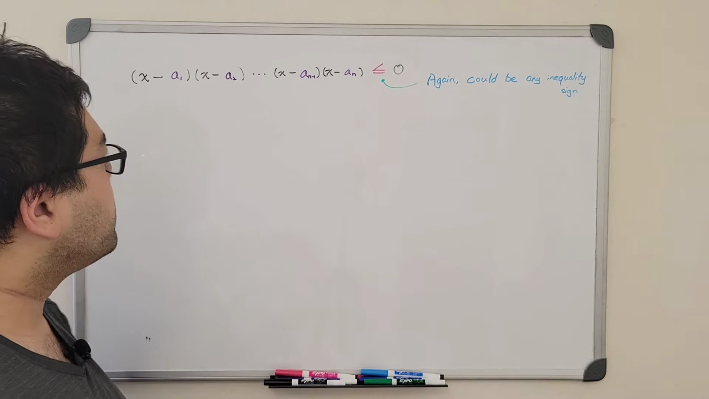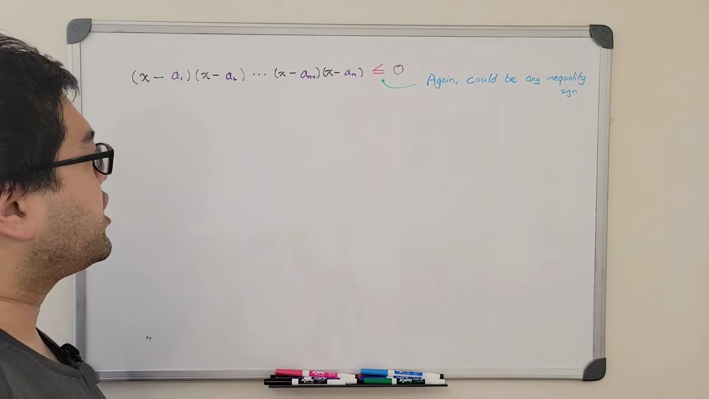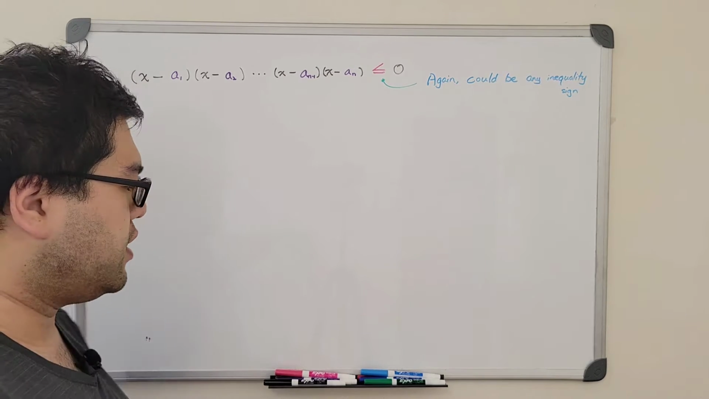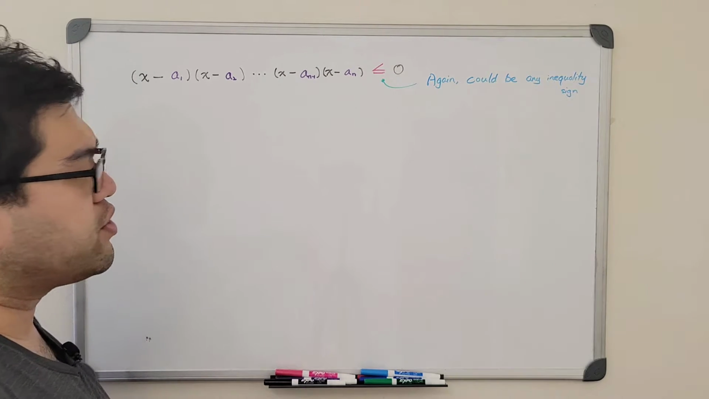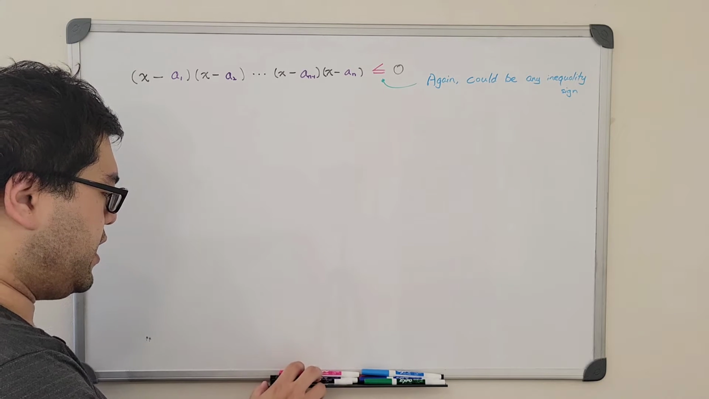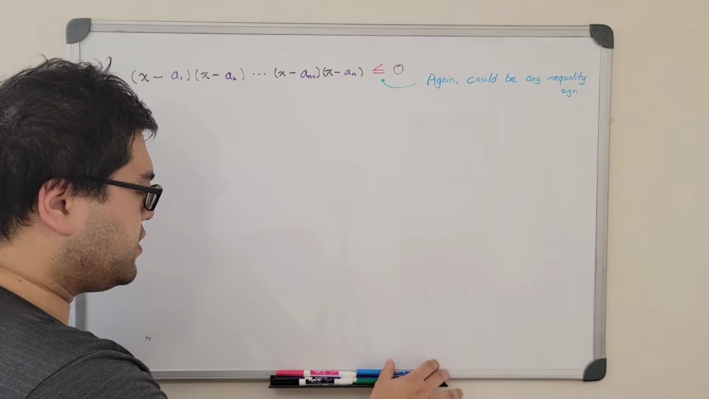so we're going to continue working on the inequalities. Again, we're going to solve the inequalities of polynomials, and this is part 2 of it.